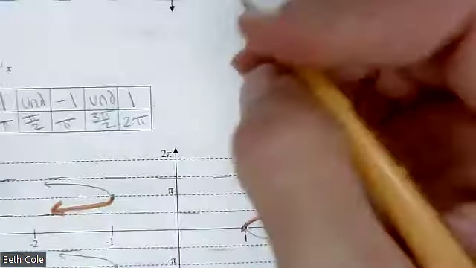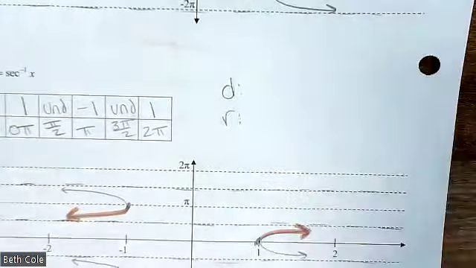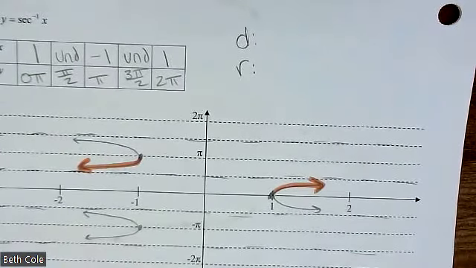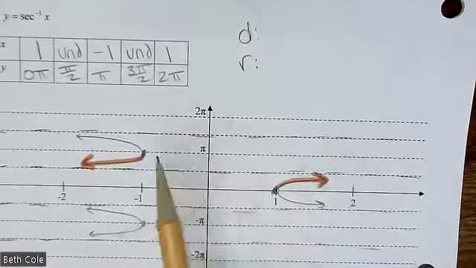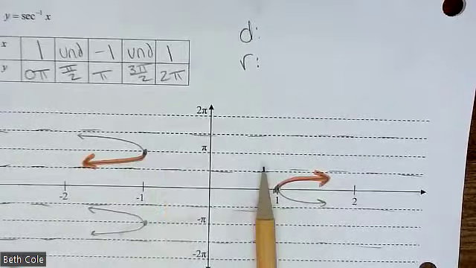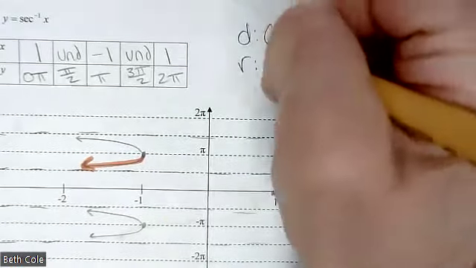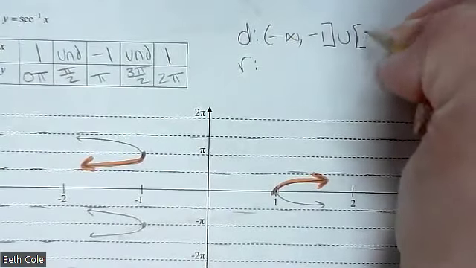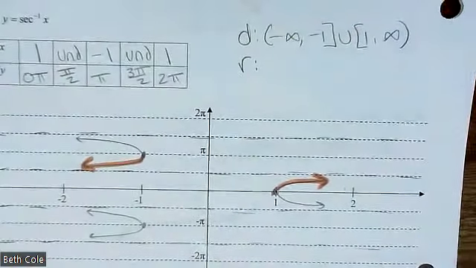So we're going to do the same thing we did for all the other ones, domain and range. Domain is going to be the same as for inverse cosecant. You're going to have -infinity to -1, union 1 to infinity, which again, that was the range for secant and cosecant. So now it's the domain for the inverse functions.